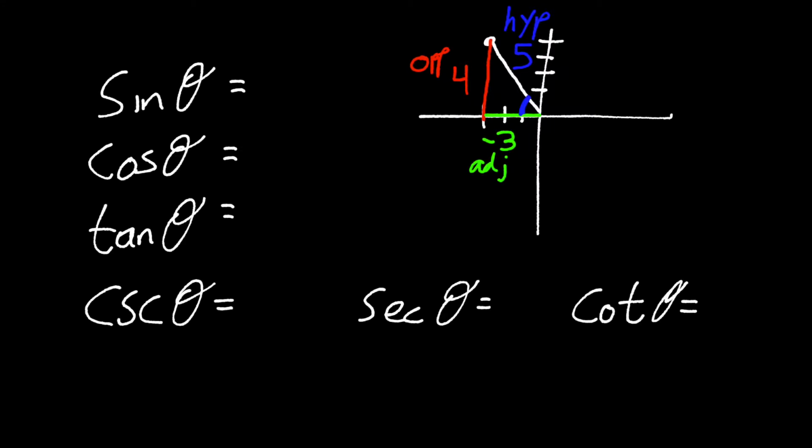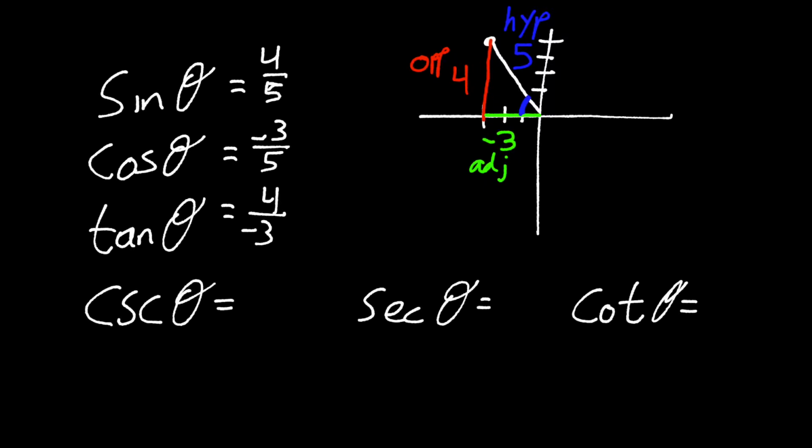So now as long as we remember our SOHCAHTOA, we can get our first 3, then we'll flip them and get our last 3. So sine is opposite over hypotenuse, so our sine is 4/5. Cosine is adjacent over hypotenuse, so our cosine is -3/5. And tangent is opposite over adjacent, so it is 4 over -3. And there we go. We have just found our first 3 trig functions.